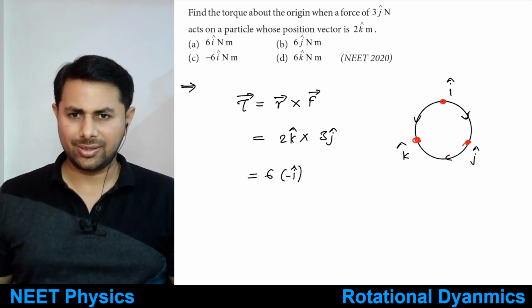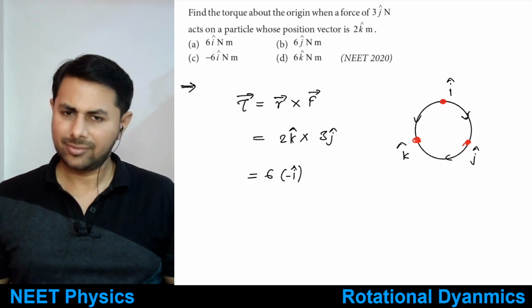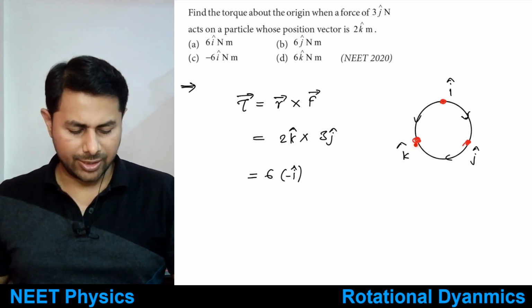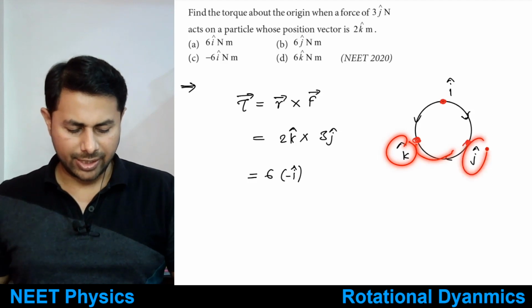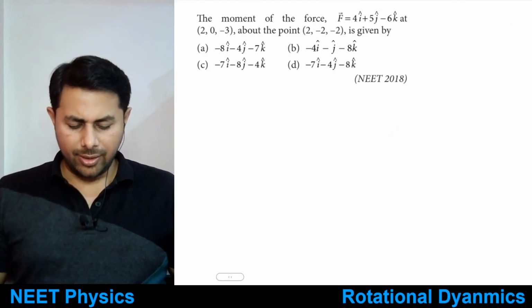Okay. Right, you remember this? Yes, no? Selva Kumar, Nikita? Yes, sir. Okay, good. So this is minus I cap because we are going in opposite direction of arrow. K cap cross J cap is minus I cap. Okay. Let's see next one.